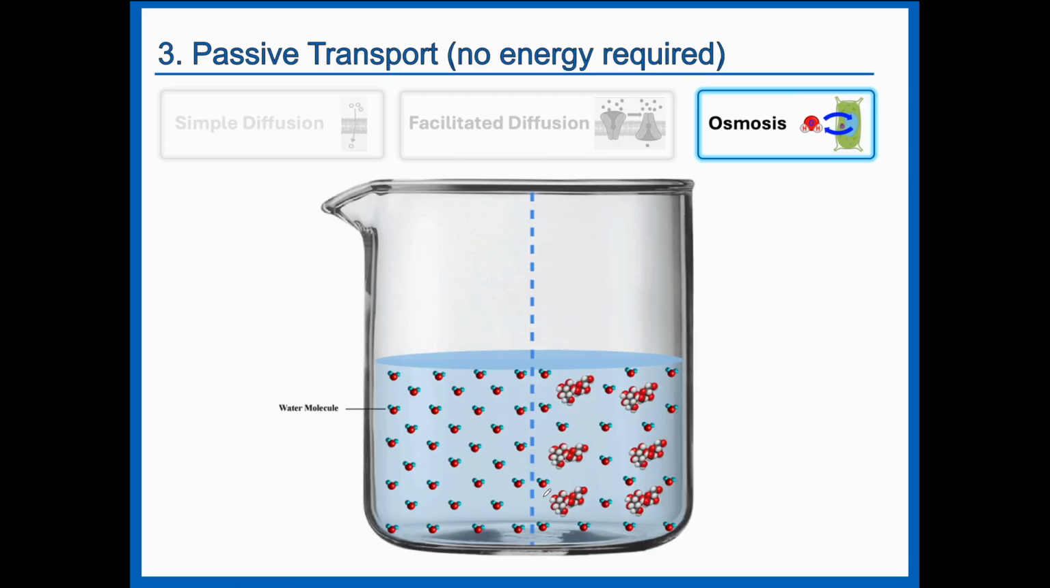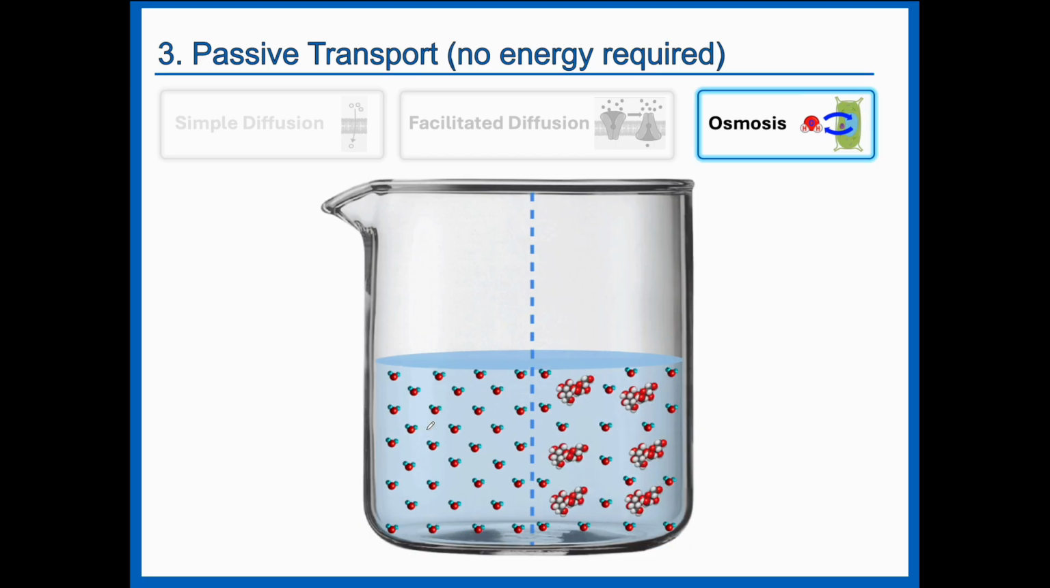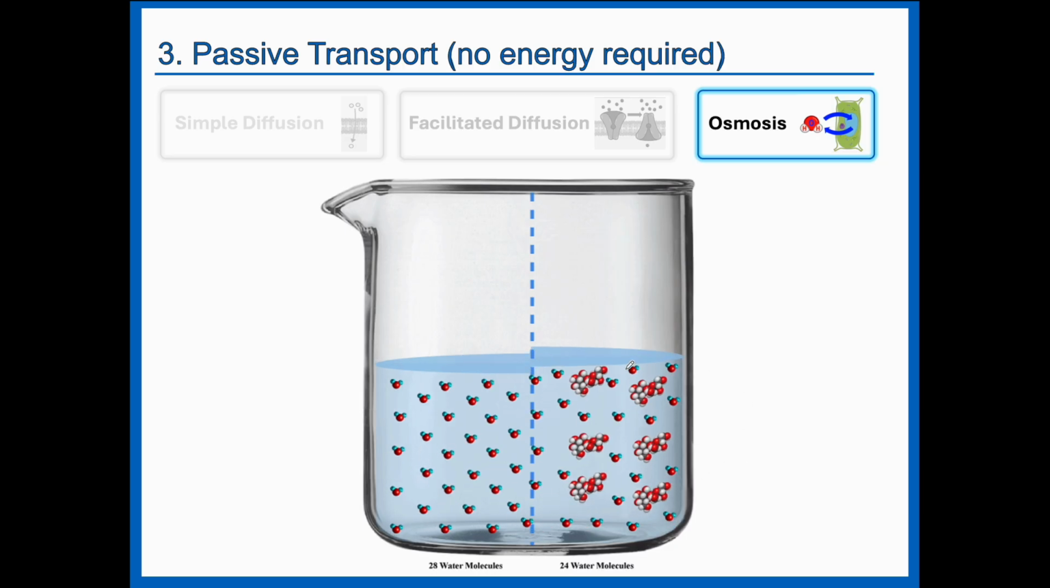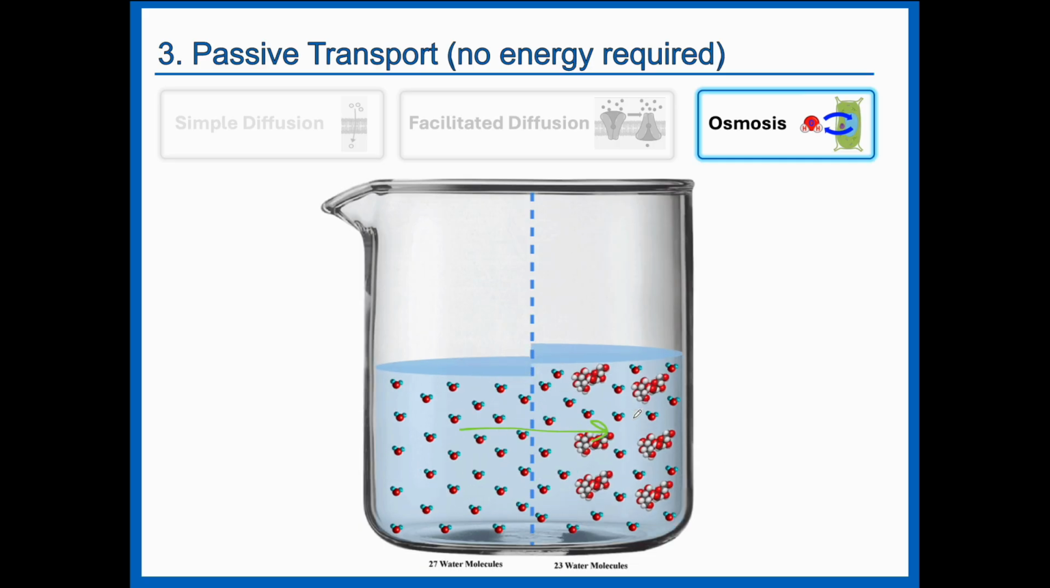Take a look over here. Here I have these sugar molecules on this side, right? And I have water on both sides, okay? Now, water is a lot more concentrated on the left and a lot less concentrated on the right because of those sugar molecules, right? So water will want to move down its gradient and across, right?